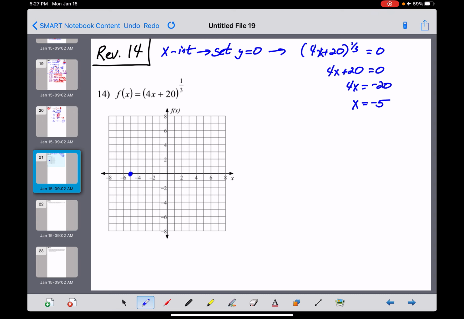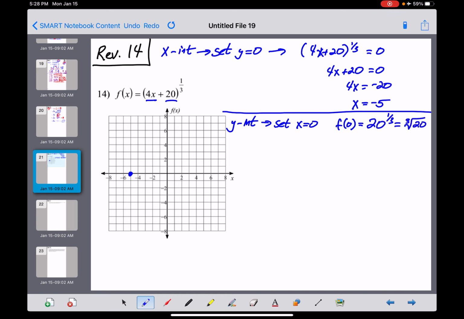To find a y-intercept, we're going to go the other route right here. We're just going to set x equal to 0 and solve from there. And that one actually is going to be easier. So what we're doing for a y-intercept is we're essentially just finding f of 0. So I think we can do that pretty quickly in our heads, guys. 4 times 0 is going to be 0 plus 20. This is going to be 20 to the 1/3 power, which is the cube root of 20. That doesn't come out to be anything nice.